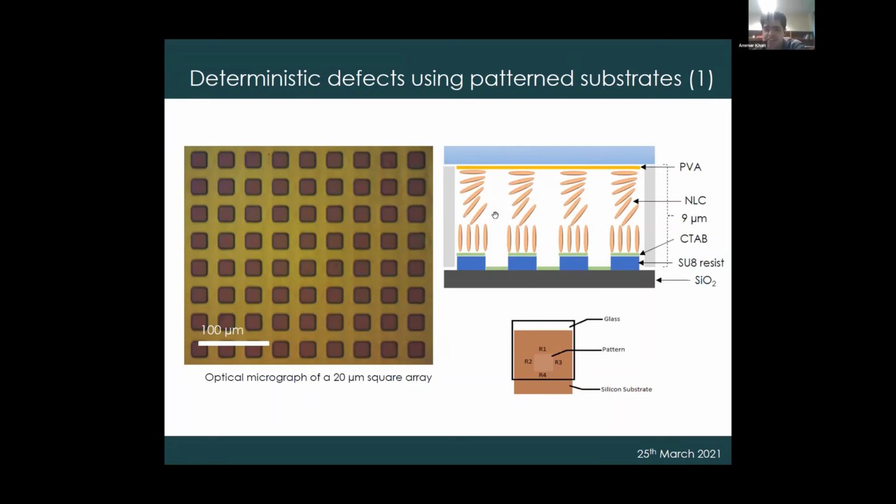These are the sort of devices that we're making. We take two substrates. We take a silicon substrate and pattern it such as this. This is a 100 micron scale bar, and these are 20 micron patterns. We functionalize the surface with a surfactant such that it induces a homeotropic or vertical alignment of liquid crystals once the cell is filled with it. The top substrate is kept transparent. It's a glass substrate. We deposit a planar alignment layer, and then we fill it with the liquid crystal.